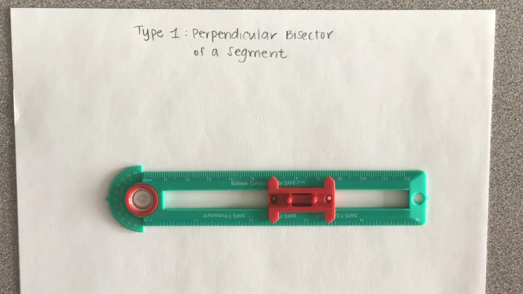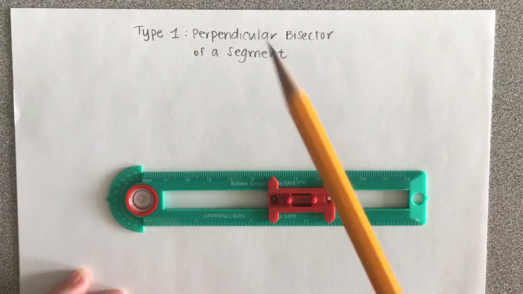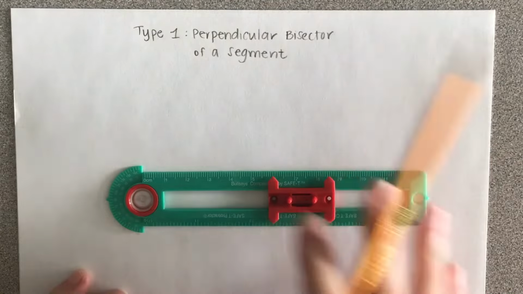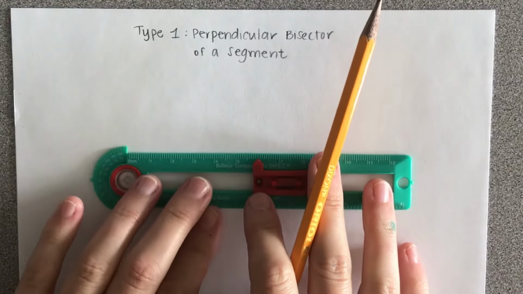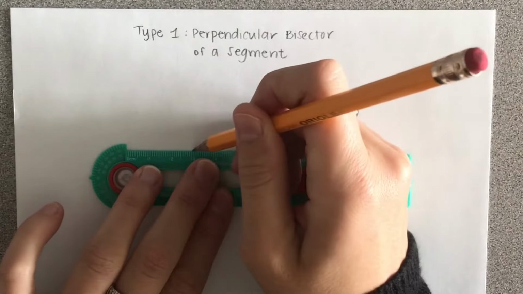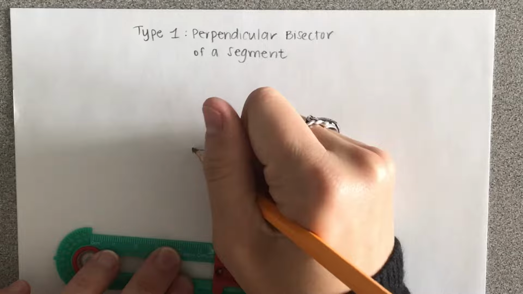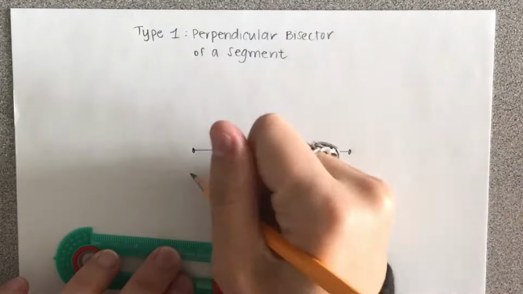Okay, our first construction is going to be a perpendicular bisector of a segment. So we're going to draw an intersecting bisector to a segment. The first thing I'm going to do is draw a segment. I'm going to use the straight edge of the compass and draw myself a nice long segment. At the beginning and end, I'm going to name my endpoints A and B.